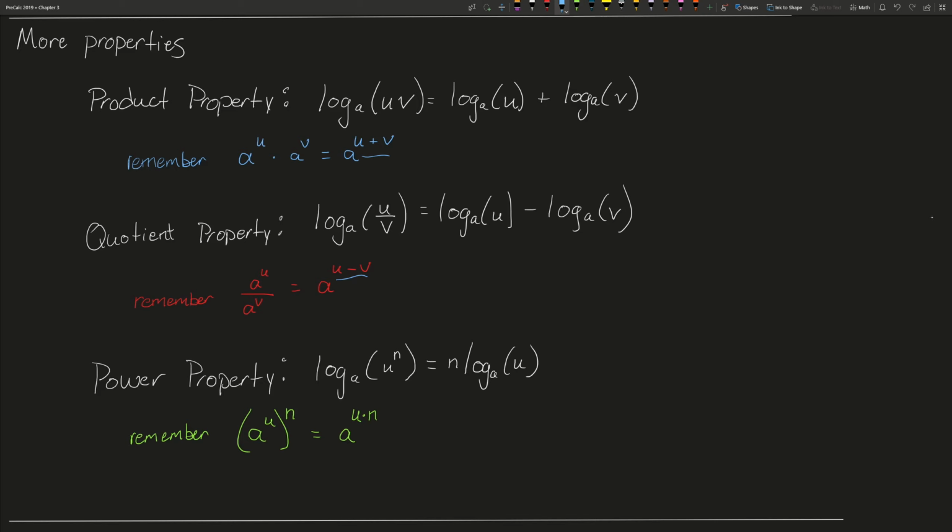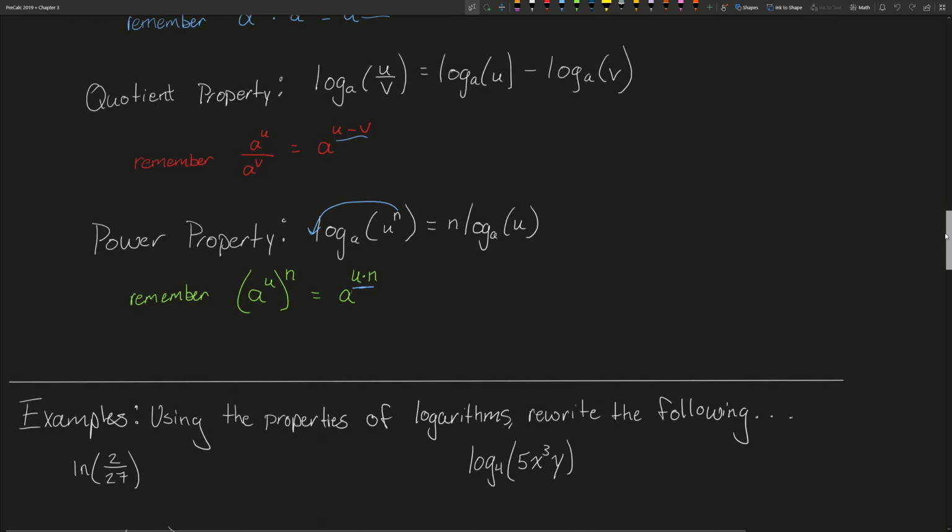And then finally, the power property. If we have log base a of u to the power of n, we can rewrite that as n times log base a of u. So we just bring that exponent out front. And again, a good way to remember that is the power property for exponents. So if we have a to the u power and then take that to the power of n, we are multiplying those exponents.